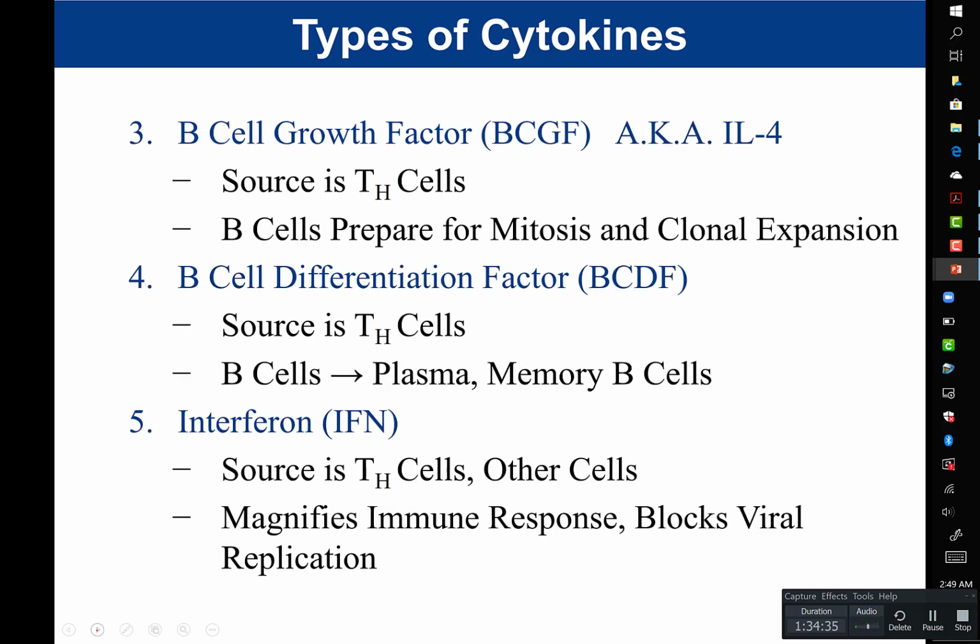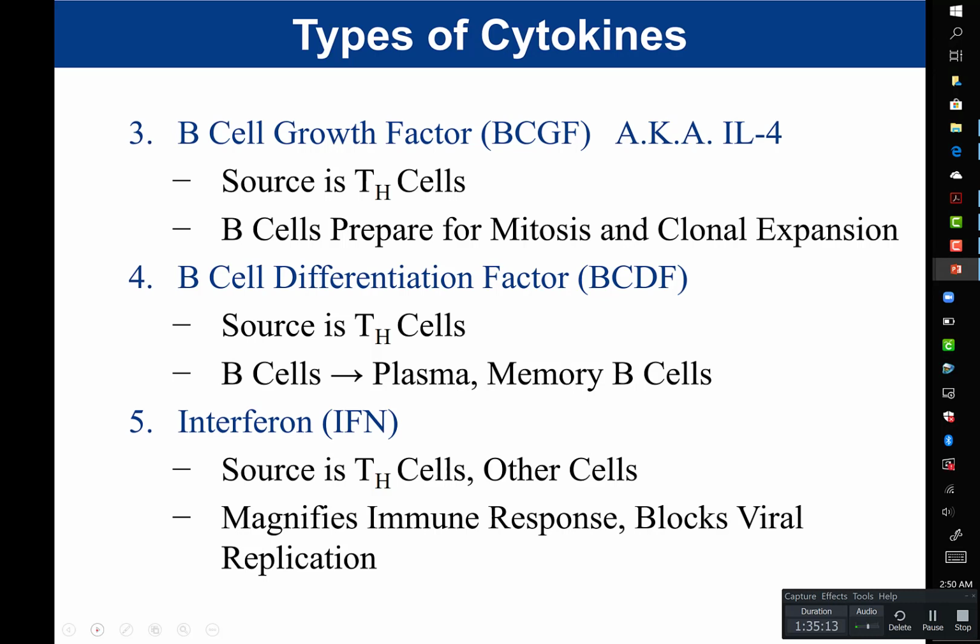Now, we have some specific types of cytokines as well. B cell growth factor, or BCGF, is also referred to as interleukin 4. B cell growth factor, again, is produced by T helper cells. And like the name suggests, it helps B cells to grow and divide. So this helps B cells prepare for mitosis, which is cell division, and clonal expansion. So it's stimulating the B cells to divide.